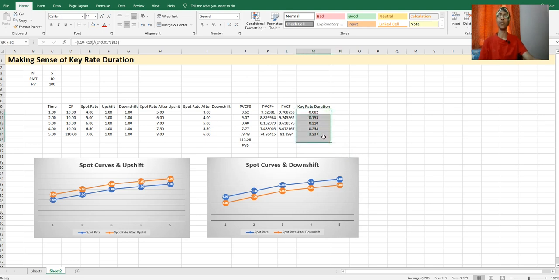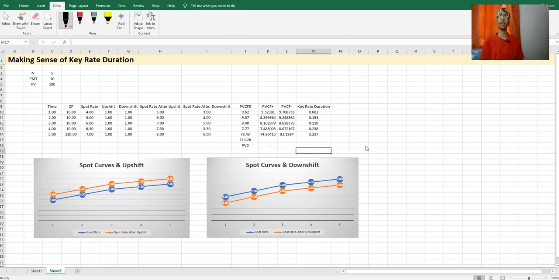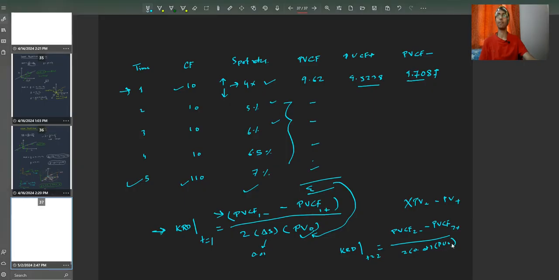These are the key rate durations, right? Now, how do we verify whether these calculations are correct or not? There is a way to do that, friends. The thumb rule, basically you can say this is a postulate: the sum of key rate durations should be equal to modified duration.